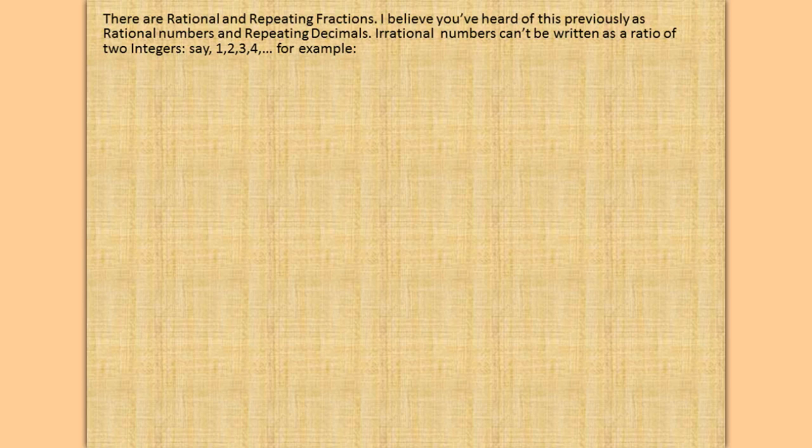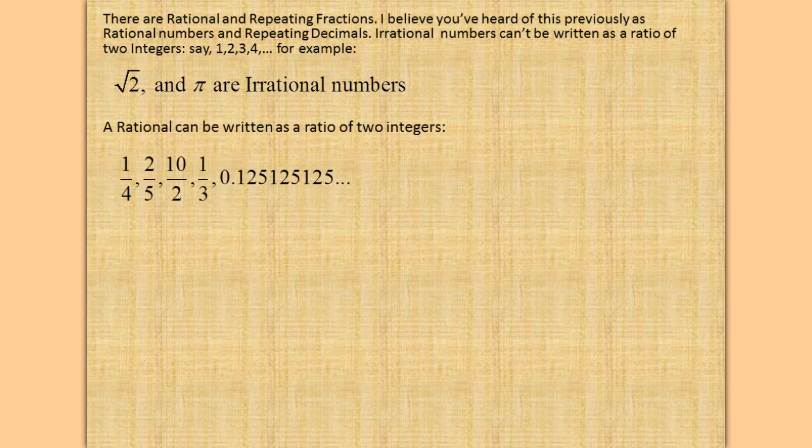Irrational numbers cannot be written as a ratio of two integers, say 1, 2, 3, 4, dot, dot, dot, for example. Square root of 2 and pi are called irrational numbers because they can't be written as a ratio of two integers, such as 1 over 4, 2 over 5, 10 over 2, 1/3, 0.125, 125, 125. Those are rational numbers.